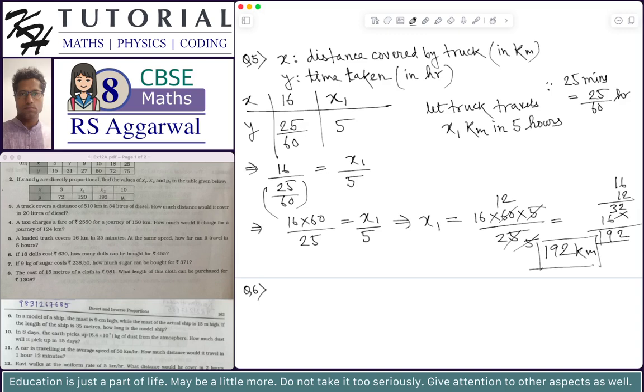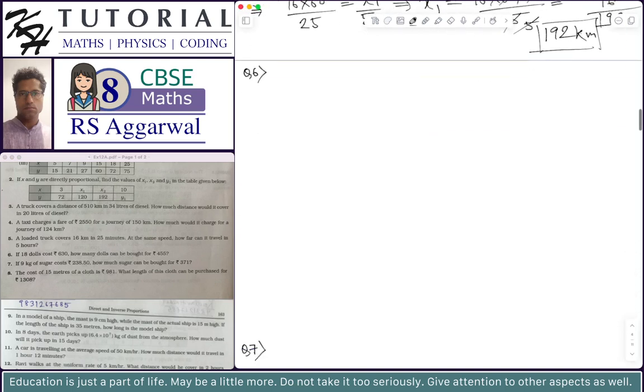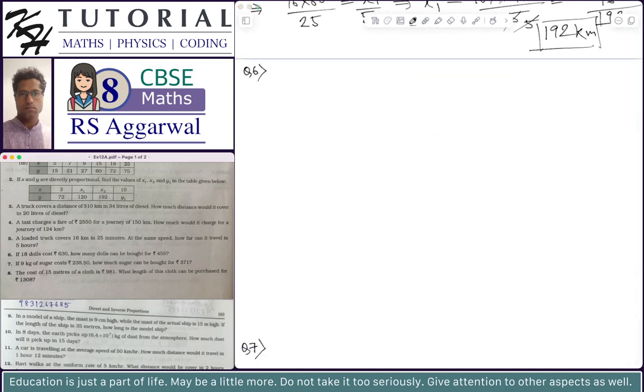Okay, let's do problem number 6. If 18 dolls cost rupees 630, how many dolls can be bought for rupees 455? So this is a concept of articles and cost. We know that the cost of an article remains the same unless it is stated otherwise. We always assume the cost of one article remains the same. So based on that, the number of dolls, the number of articles, and the cost are in direct proportion.